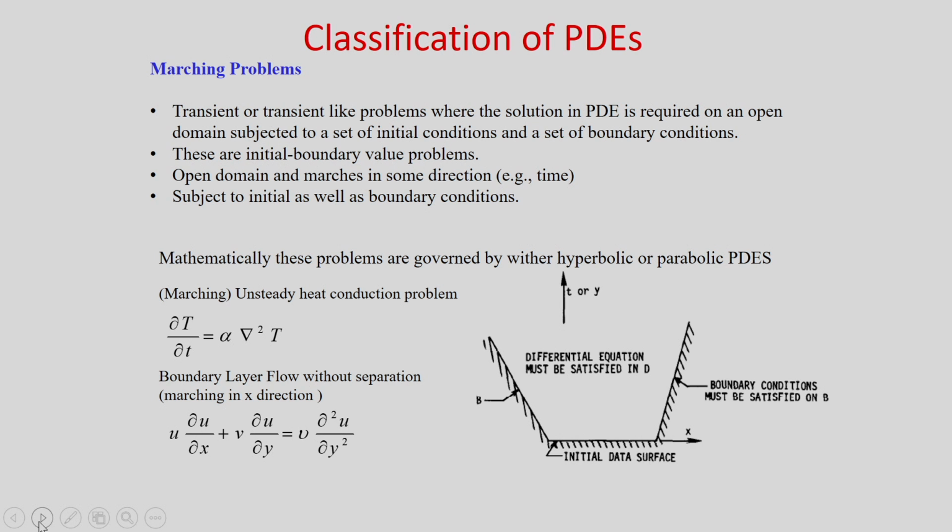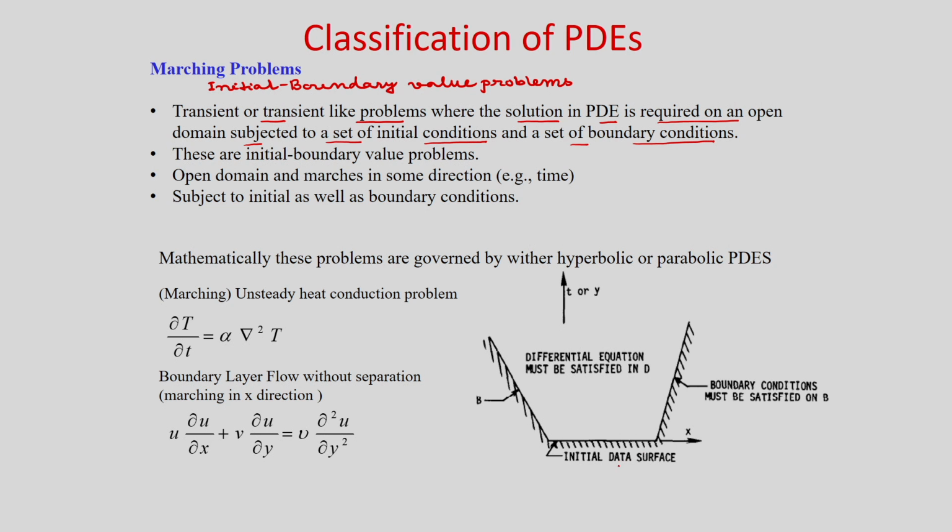Next, marching problems. These are also known as initial value problems, or initial boundary value problems. Marching problems are tangent or tangent-like problems where the solution of the PDE is required on an open domain subject to a set of initial conditions and a set of boundary conditions.